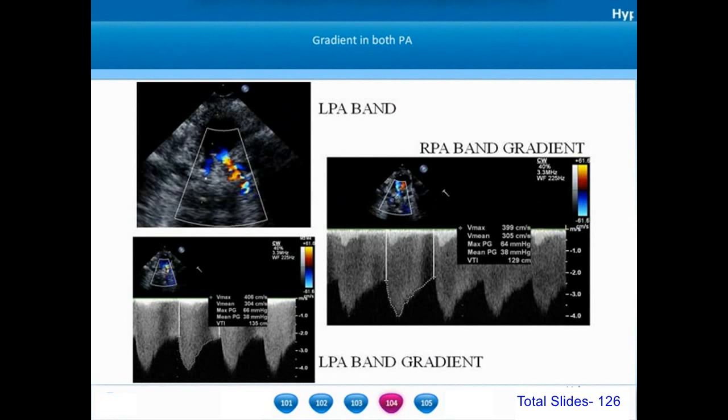Similarly, the left pulmonary artery band is also assessed with a continuous wave Doppler, and we find a peak gradient of close to 66 millimeters of mercury and a mean gradient of 38 millimeters of mercury, indicating the adequacy of the PA band.